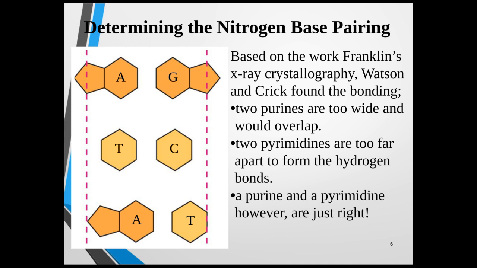Now they needed to figure out how the bases fit together inside this ladder. So using Franklin's X-ray crystallography, Watson and Crick found that A and G are purines, and they're too wide to be paired together. They would end up overlapping and causing a lot of space issues. Two pyrimidines, T and C, are too far apart to form the hydrogen bonds that they need to stay together. But they found that a purine and a pyrimidine, so one big base and one small base, fit perfectly in their measurements.